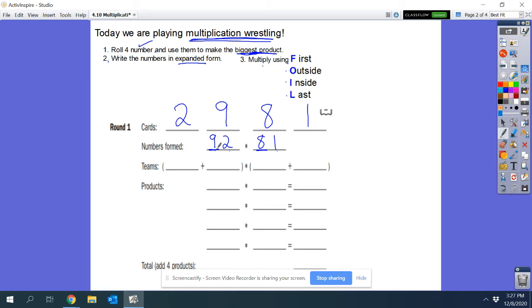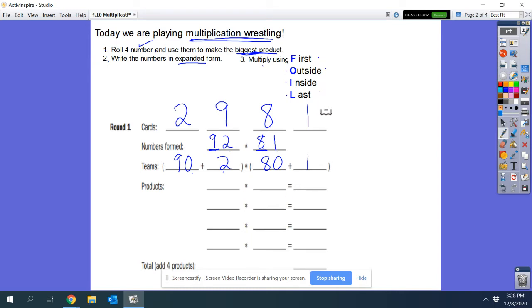So instead of just 92, I'm going to think of that as 90 plus 2. Instead of just 81, I'm going to think of that as 80 plus 1. Now, there's a great method, the FOIL method, to ensure that you multiply each part and get all the partial products. And again, FOIL stands for first, outside, inside, last. And it looks like this.